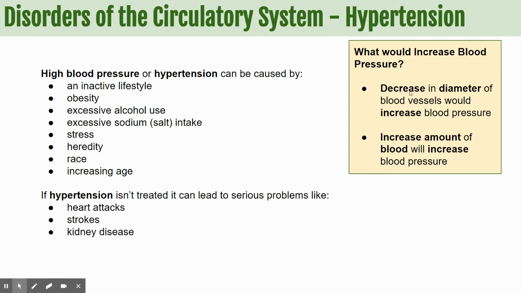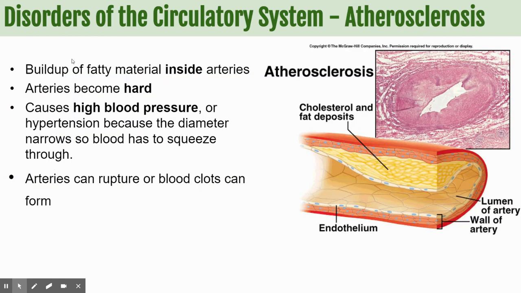But if you decrease the diameter of a blood vessel, so if you take that tube like an artery and you make it smaller, tighter, and the blood has to force its way through it, it's a lot harder to get the blood through. So you're building up a lot of pressure. Or if you have even more blood, that'll also increase your blood pressure because you've got more blood to push around.